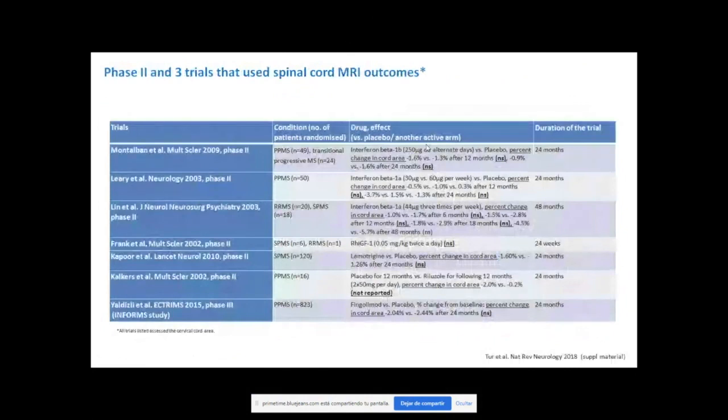Unfortunately, if we have a look at the results from different clinical trials that use spinal cord atrophy as an outcome measure, all of these studies, some of them phase 2 trials, most of them in fact, show negative results. So all these trials could not demonstrate any positive effect of the tested drug in preventing spinal cord atrophy. But remember again that most of these trials were phase 2 with a limited number of patients that obviously probably were not designed to identify any effect of these drugs on the spinal cord atrophy.